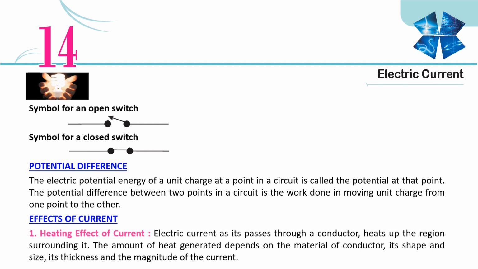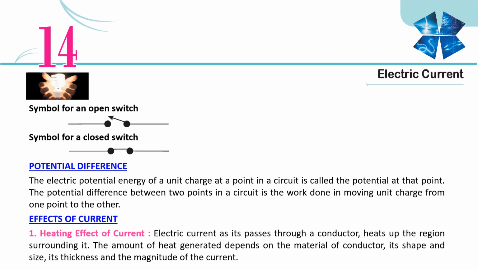Potential difference. The electric potential energy of a unit charge at a point in a circuit is called the potential at that point. The potential difference between 2 points in a circuit is the work done in moving unit charge from one point to the other.